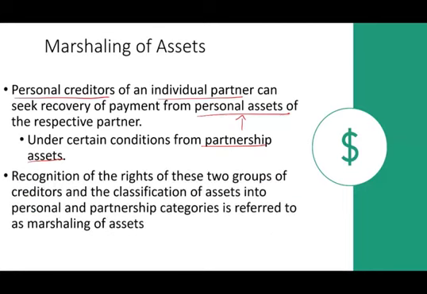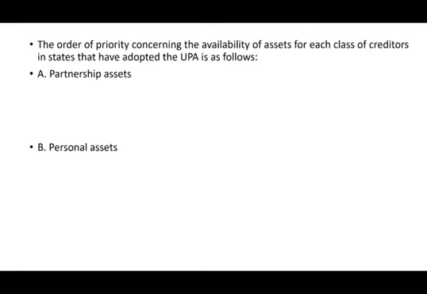Now we have recognition of the rights of these two groups of creditors, the personal creditors and the business creditors. The classification of assets into personal assets and partnership categories is referred to as marshalling of assets. Here we have personal assets, personal debt, partnership assets, partnership debt. Now how are we going to recognize the right of each group? The order of priority concerning the availability of assets for each group of creditors, in states that have adopted the UPA, which we're going to assume, is as follows.